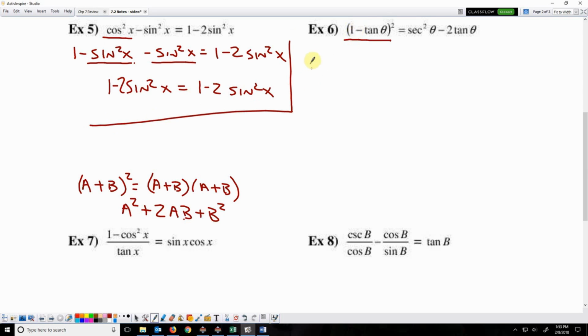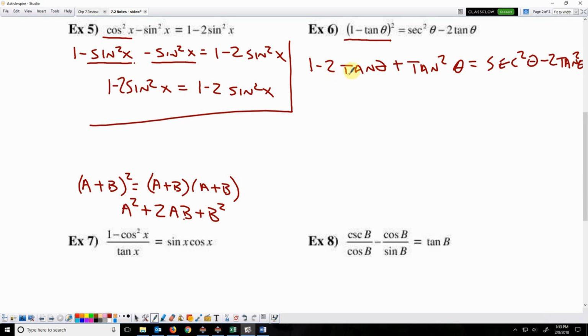So here the first term squared is 1. The product of these is minus 1 times tan theta. Double that is minus 2 times tan theta. And the second term squared is plus tan squared theta. Equals secant squared theta minus 2 tan squared theta.